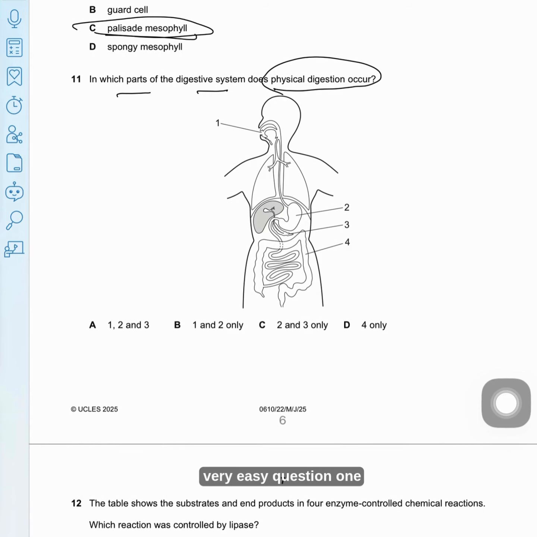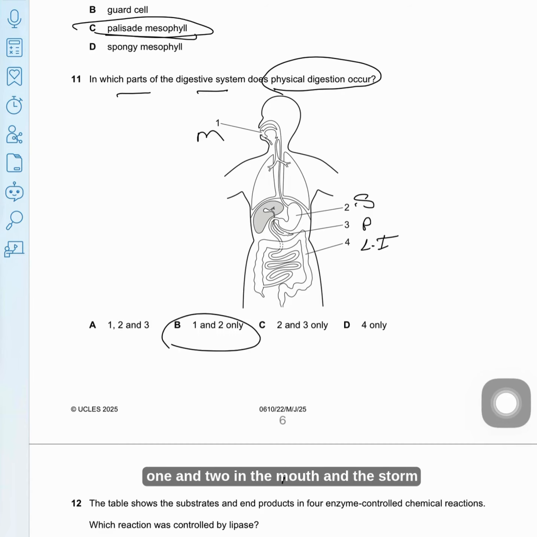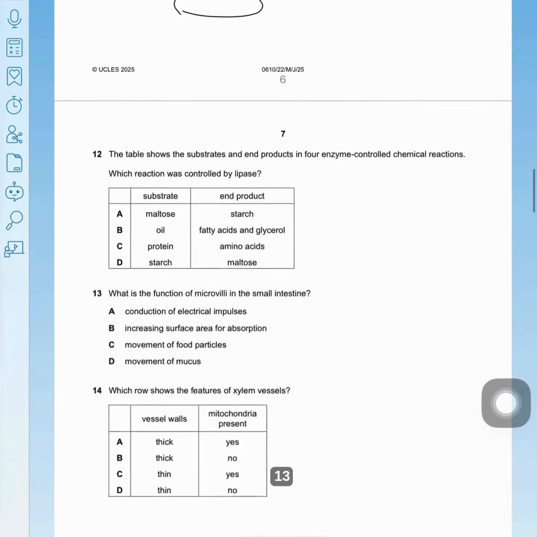Next, in which part of the digestive system does physical digestion occur? Very easy question. 1 is the mouth, 2 the stomach, 3 pancreas, 4 large intestine. It happens where? What do you think? Yes, 1 and 2, in the mouth and the stomach.